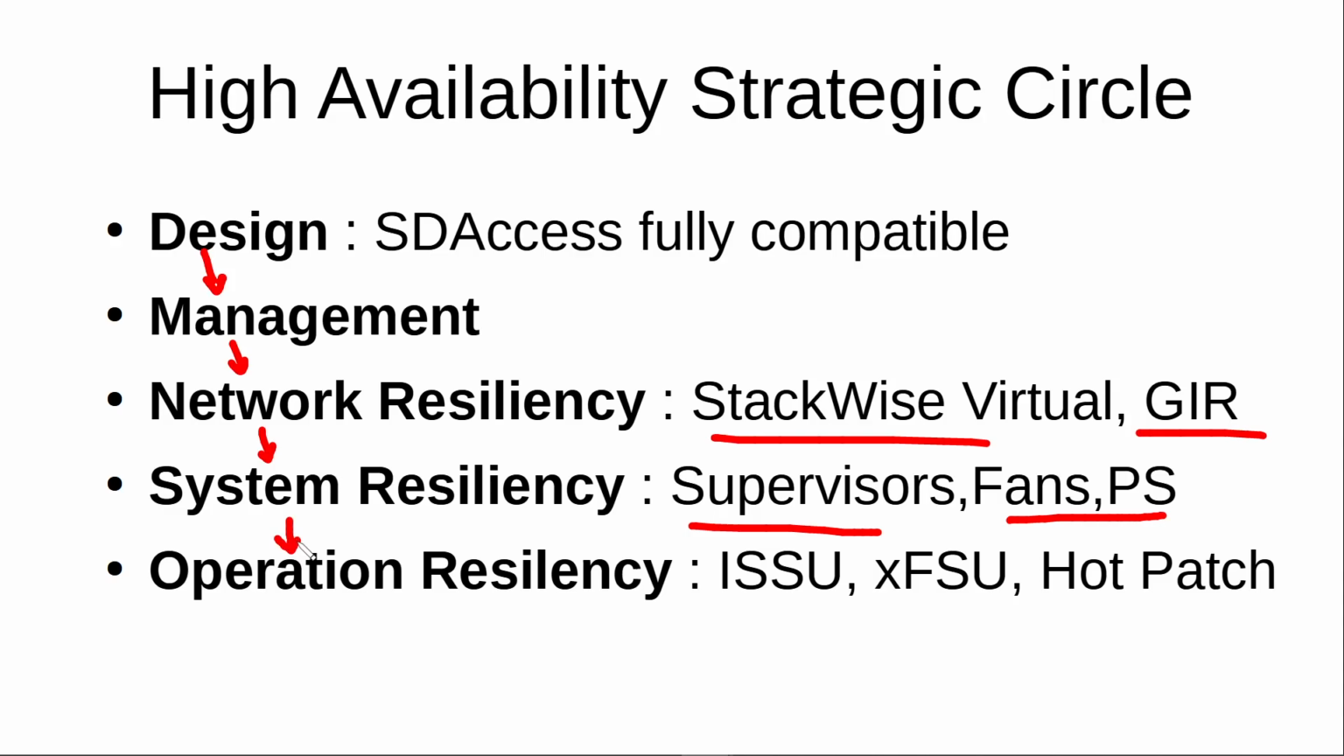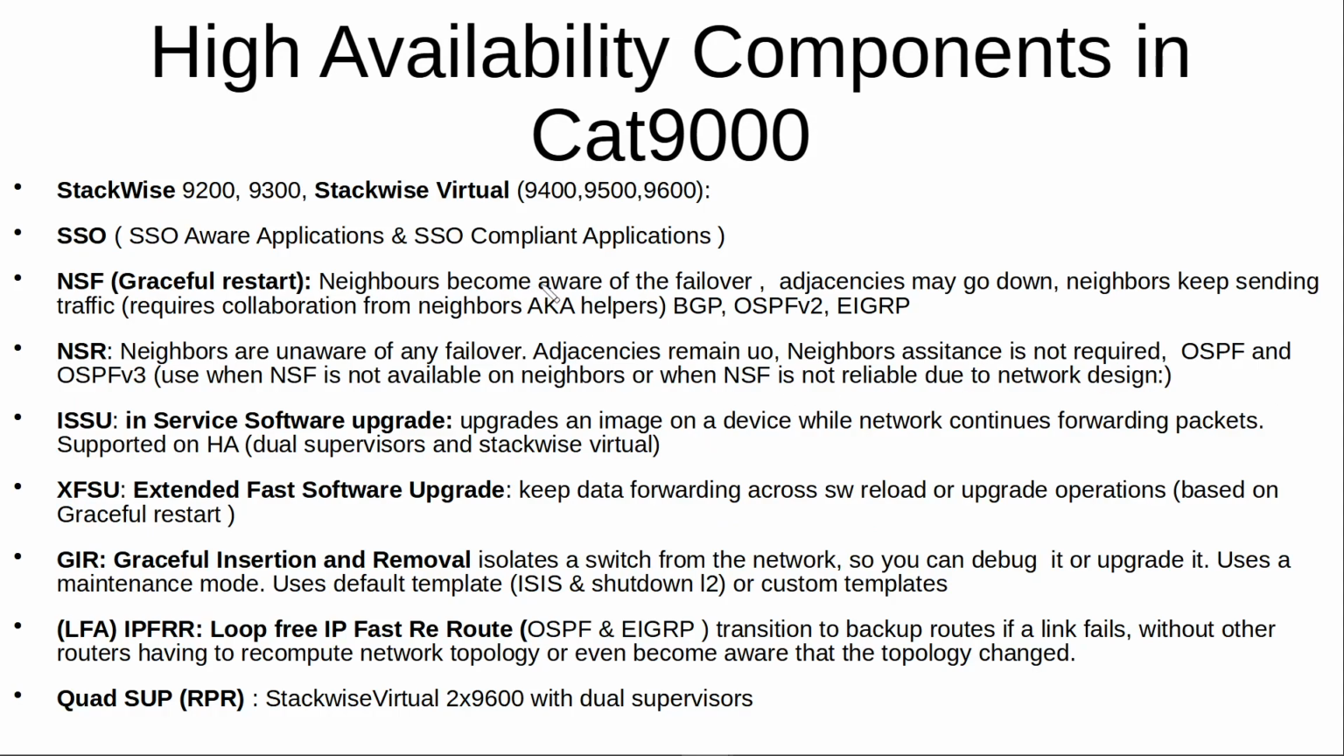Operation resiliency, that means using Cisco features such as in-service software upgrades, extended fast software upgrades, hot patching, and this is a circle. So this is a summary of the features found in the Cisco Catalyst 9000.